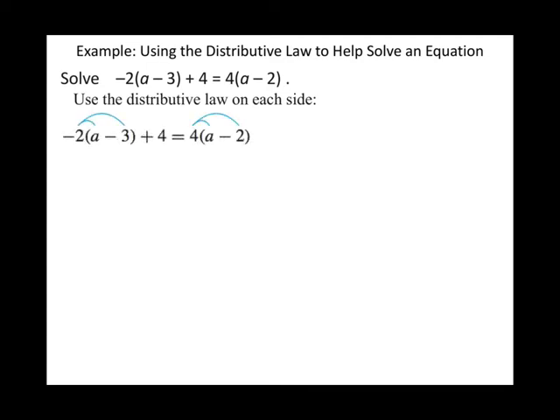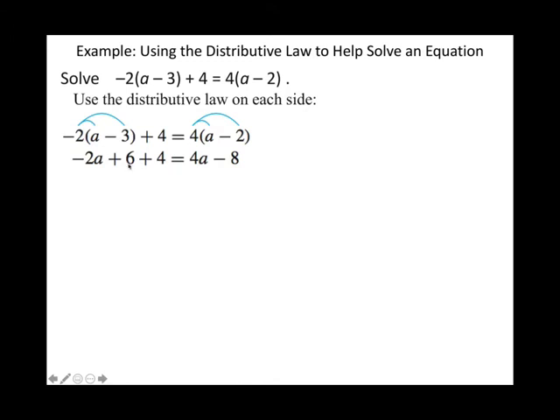Make sure when you distribute, you distribute the -2 in here. So you have -2 times a, that'll be -2a. Negative times negative, you're going to get positive, so plus 6 in here. And then plus 4 times a, you're going to get 4a. 4 times -2, you're going to get -8.